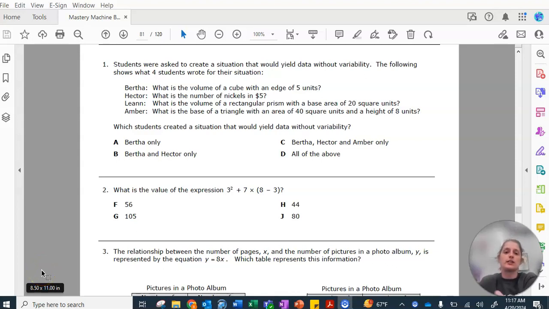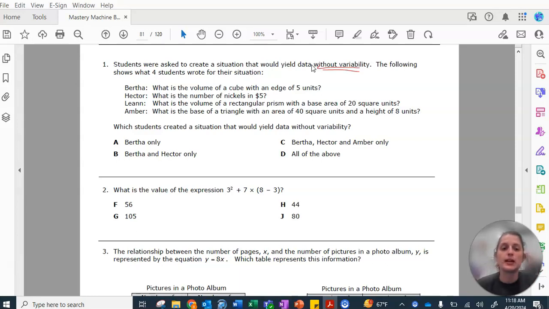Okay, so we have another problem about variability. Remember, variability means when you ask a question, you get lots of different answers, whether from the same person and their answer changes day to day, or whether you ask a bunch of people on the same day and their answers are just different. Without variability means you're not getting a lot of different answers, or you're not getting a lot of answers. There's one answer, or everybody's answer is the same.